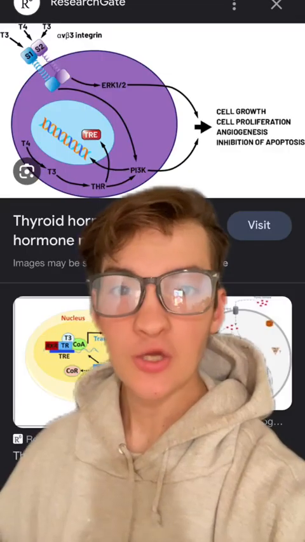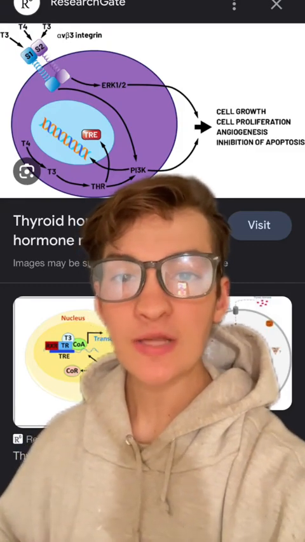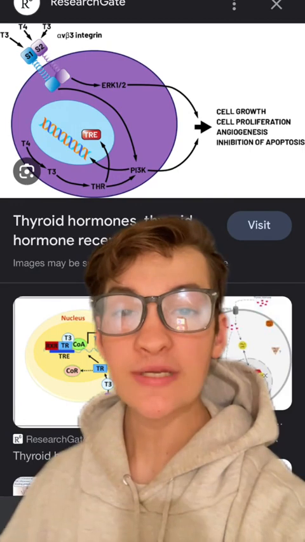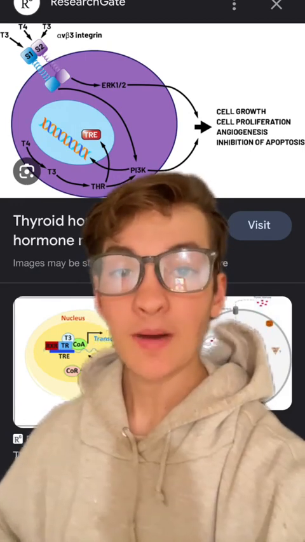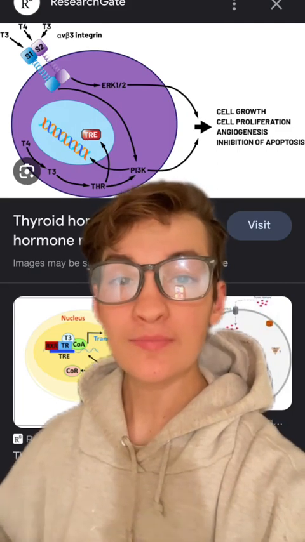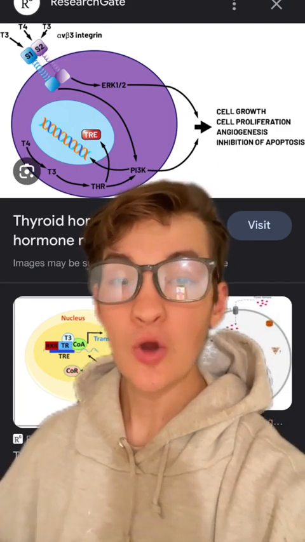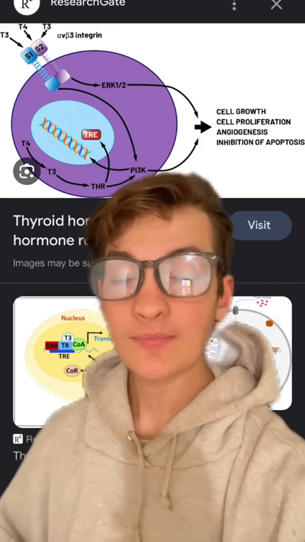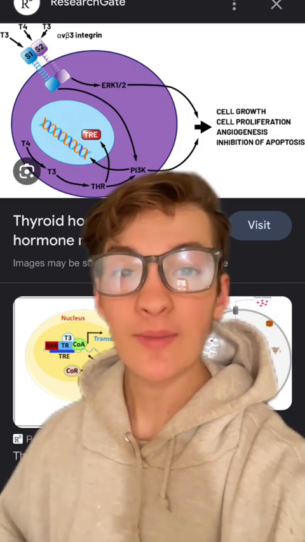So when thyroid can get into the cell, it binds to what are called thyroid response elements. And these are literally proteins on our DNA that thyroid can bind to and activate, allowing them to transcribe certain parts of our genetics that code for upregulation of different proteins inside of our cells. And the proteins vary depending on which cell they bind to.